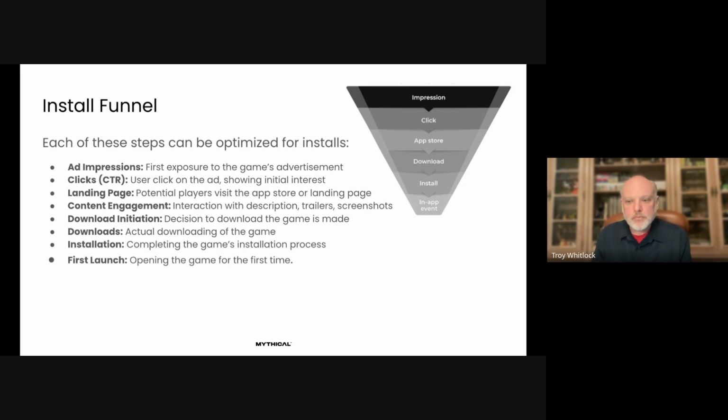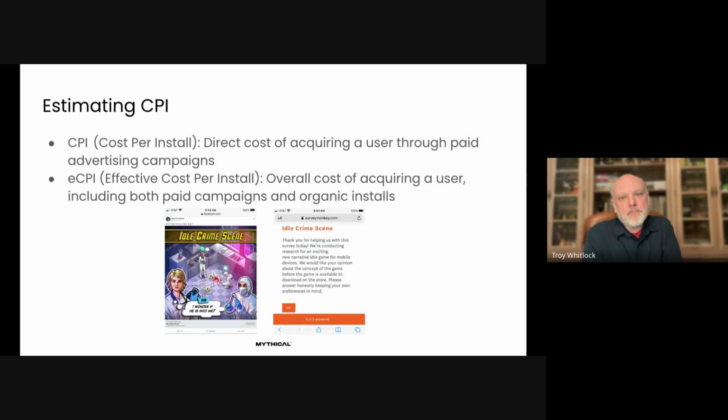All right, moving on. Modeling installs is really about accurately estimating your CPI, or cost per install. Your CPI is generally the direct cost of acquiring a user through a paid advertising campaign. Again, you start with a cost for a number of impressions, and those impressions result in a number of installs. Dividing that total cost by the total number of installs is the CPI.